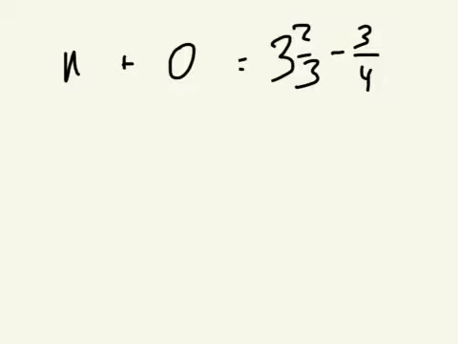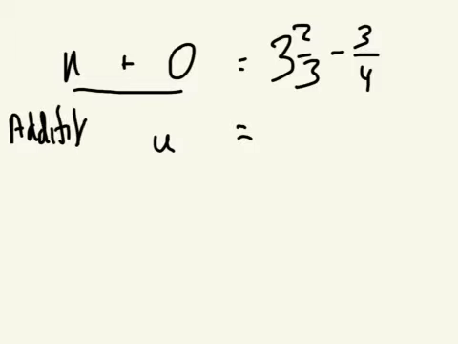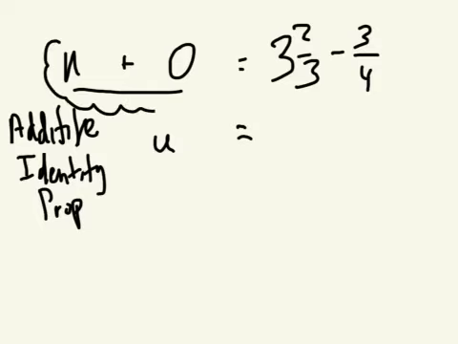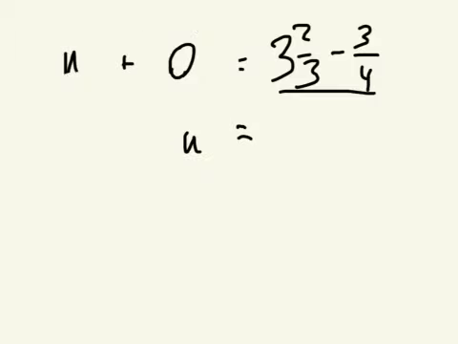It doesn't matter if you put plus 0 or minus 0. And now we're just going to replace this side right here with just u, because this is what we call the additive identity property. What it says is anytime I add 0 to a number, it gives me that same number. We need to work with this side right here. So now we have 3 2/3 minus 3/4.